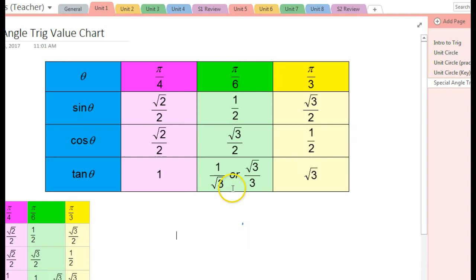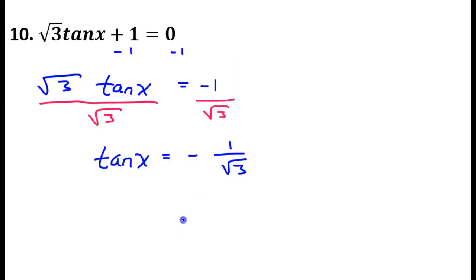Now, here's a chart of information that you simply need to memorize. So notice that here we have the tangent of theta equaling 1 over radical 3, and that is pi over 6. So the tangent of pi over 6 is 1 over radical 3. Got to memorize that. Okay, so that tells us the reference angle. That's not necessarily the answer, but it gives us the reference angle.